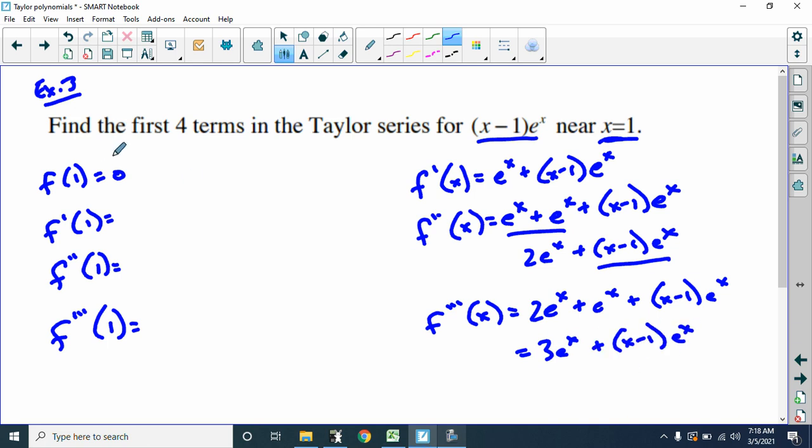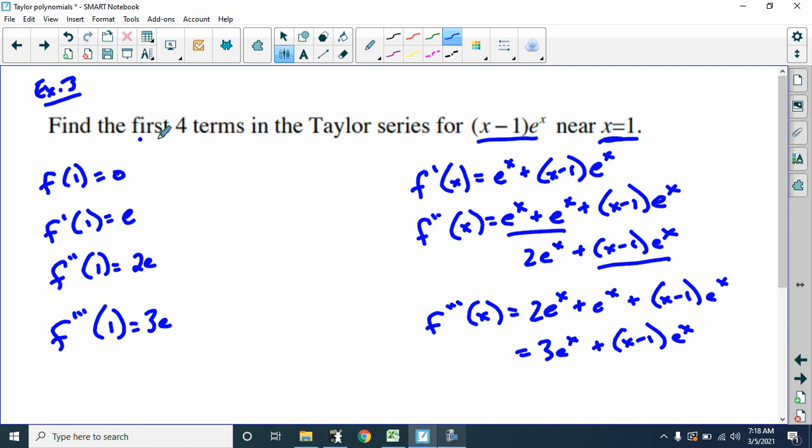So the function value at 1 is 0. The derivative at 1, if I plug in 1 here, is e to the first. Second derivative, if I plug in 1, this is 0, so it's 2e to the first. The third derivative, if I plug in 1, is 3e to the first.